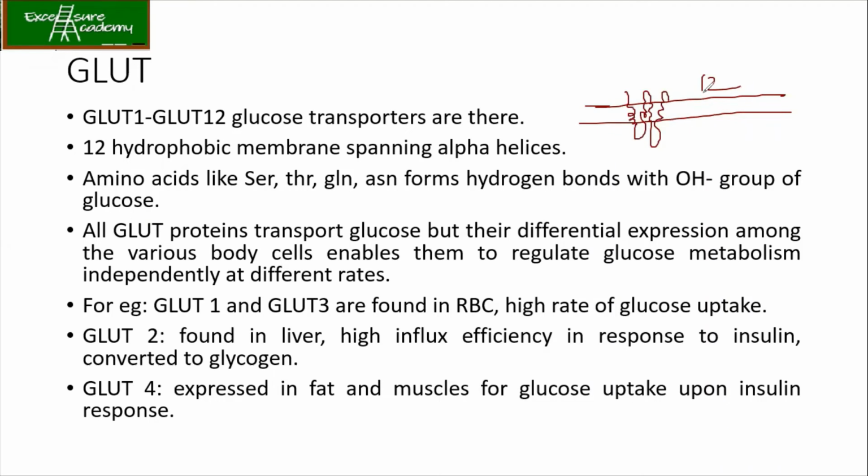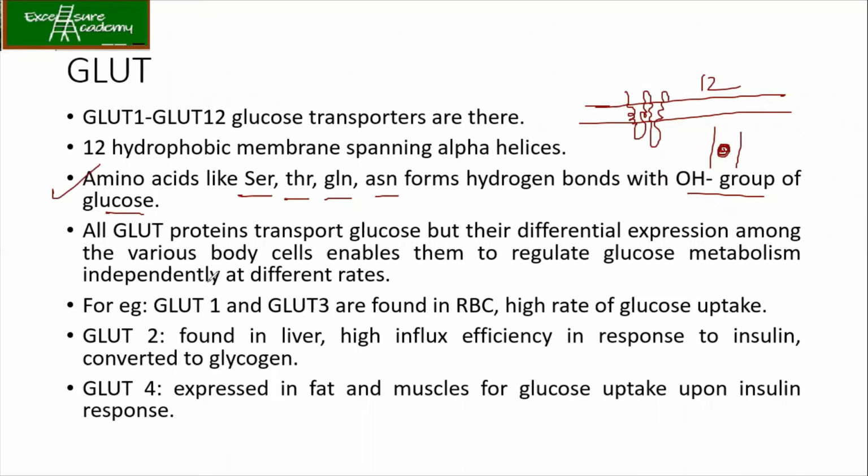So amino acids like serine, threonine and glutamine, asparagine, they form hydrogen bonds with the OH group of the glucose. So remember I was telling you that glucose goes and makes interactions, that is a binding pocket, right? So in the binding pocket it is going to make interactions with amino acids like serine, threonine, glutamine, asparagine. ठीक है, तो ये आपको याद रखना है in the case of the glucose transporters. So this is one important point that you have to remember.